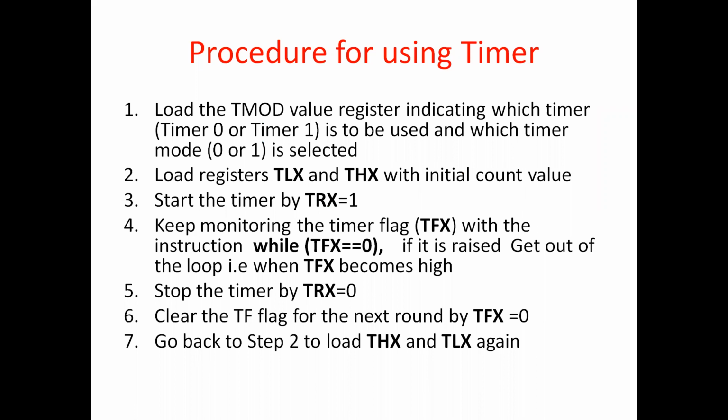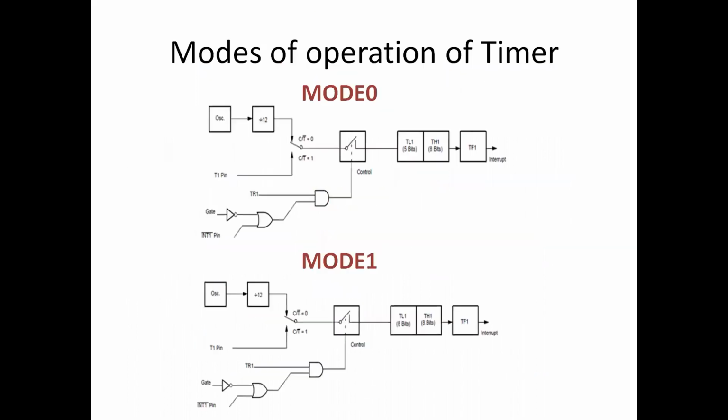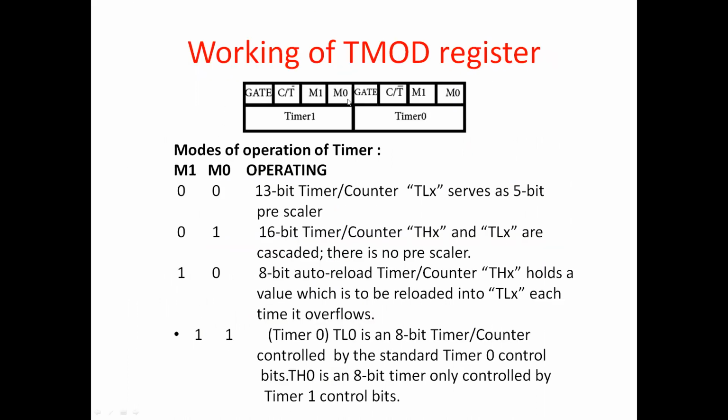Now, how to program a timer? What is the procedure to be followed? First, we need to decide how many bits we are going to use and in which mode we are going to operate. Either you want 16 bits, or 13 bits, or 8-bit auto reload, or split mode. We need to decide. And also we need to decide whether gate is to be enabled or disabled. Based on that, these bits are to be set.